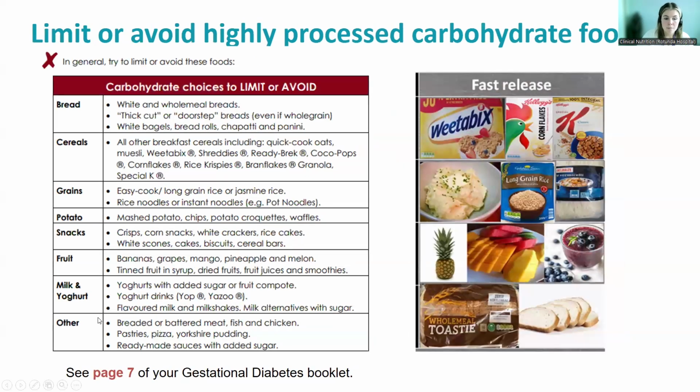And then lastly, there are some miscellaneous foods that women maybe don't realise will raise their blood glucose levels. It could be any breaded or battered meat or fish or chicken, pastries, pizzas, Yorkshire puddings, or any ready-made sauces with added sugar. We would recommend you to limit or avoid these, because we know they'll spike the blood glucose levels up very easily.